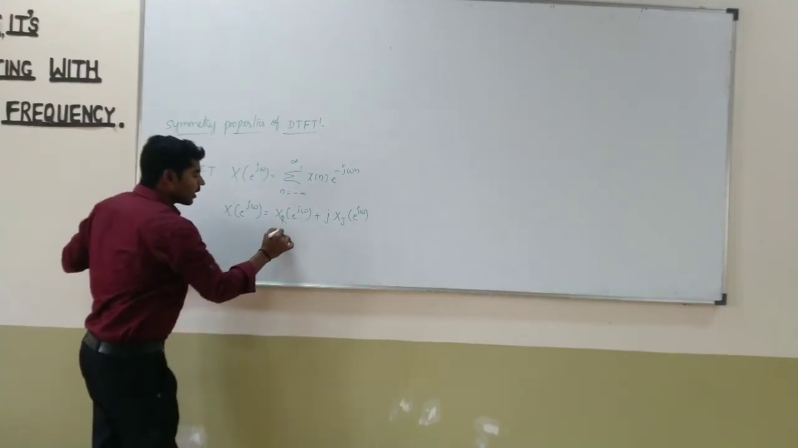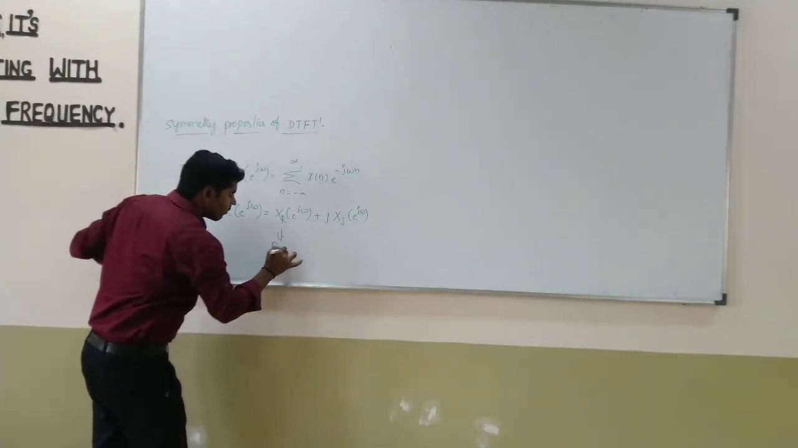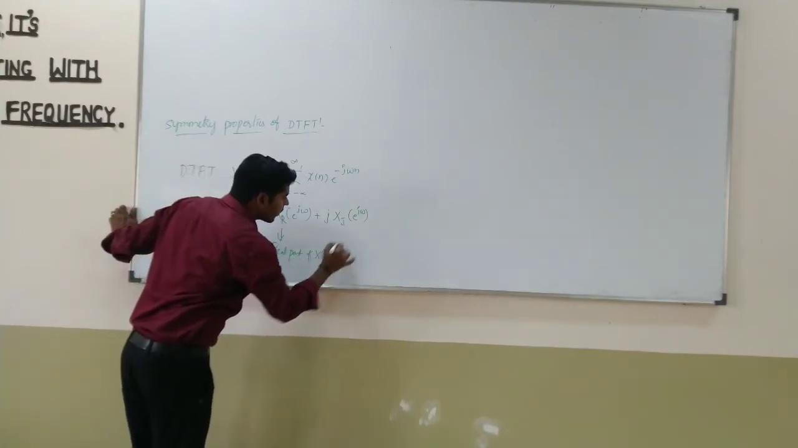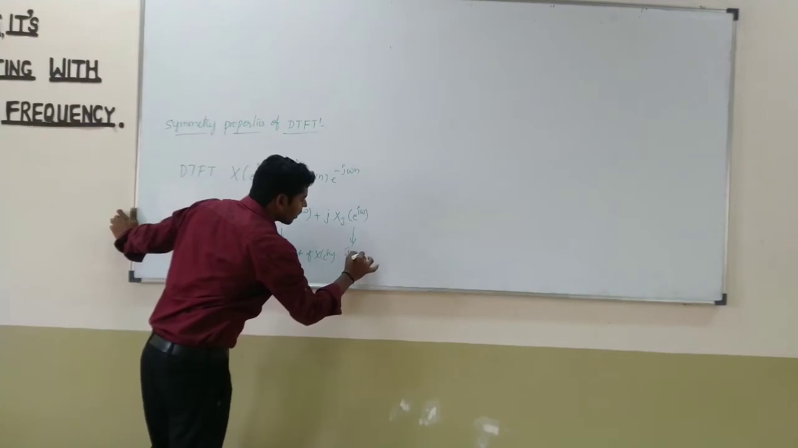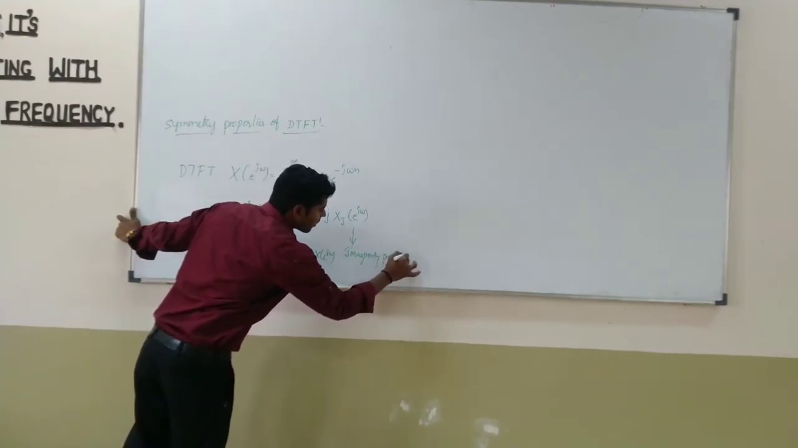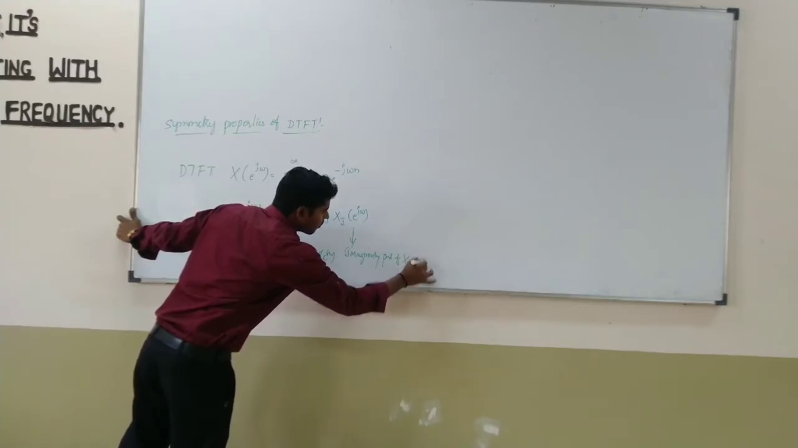XR of e power j omega is nothing but the real part of X of e power j omega. XI of e power j omega is nothing but the imaginary part of X of e power j omega.